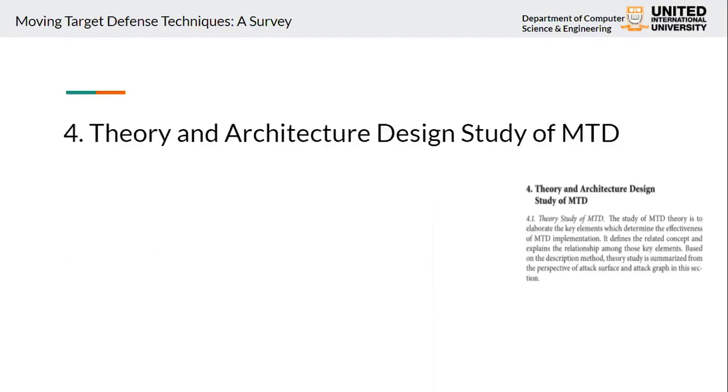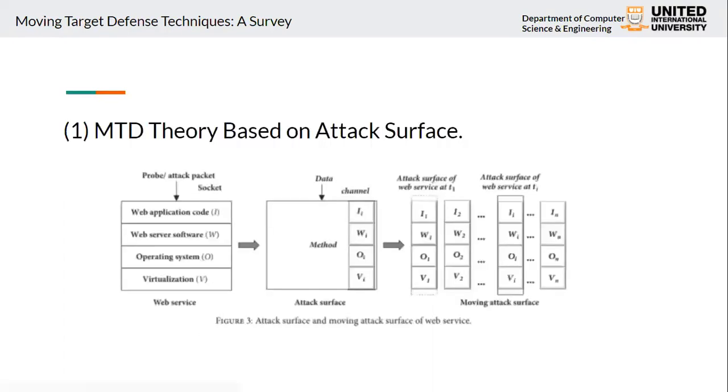Section 4. Theory and architecture design study of MTD. First, we will try to describe the MTD theory based on attack surface. The attack surface of a web service is shown in this figure 3, and it consists of process as the target, packet as the data, socket as the channel, and invoke as the method. Since there are different IP configurations and various versions of web service, the attack surface of web service can change over time by adopting MTD.